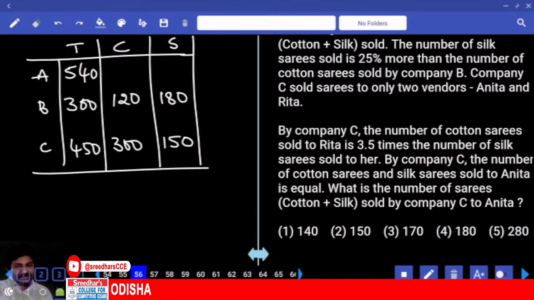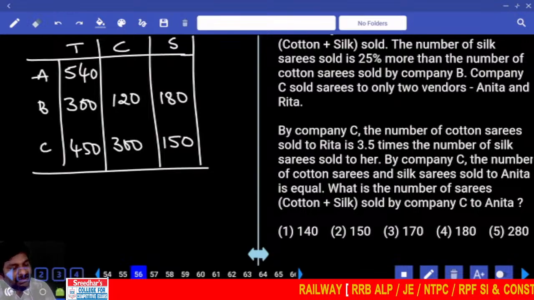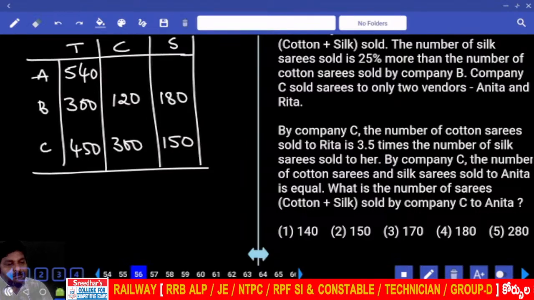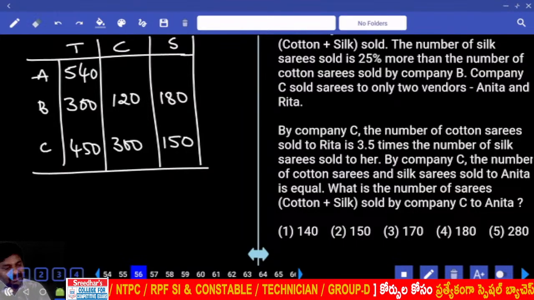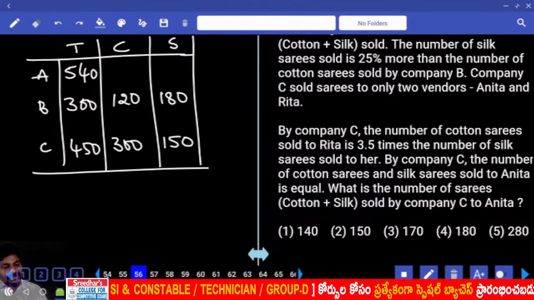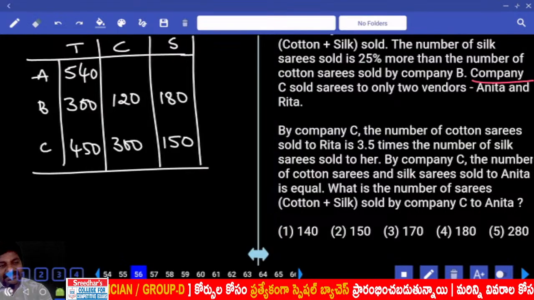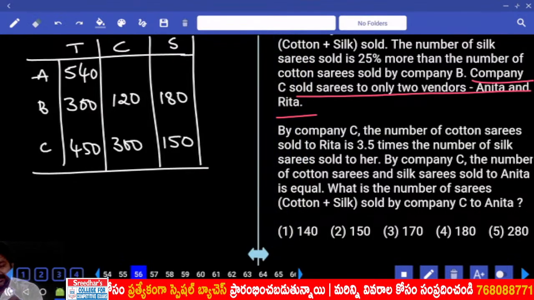This information is only for this question. By company C, the number of cotton sarees sold to Rita is 3.5 times the number of silk sarees sold to her. By company C, the number of cotton sarees and silk sarees sold to Anita is equal. What is the number of sarees sold by company C to Anita? See, there is one more point which says company C sold sarees to only 2 vendors, Anita and Rita. Who are they?